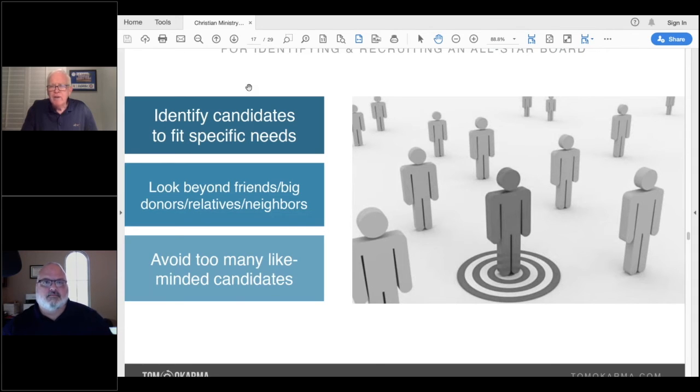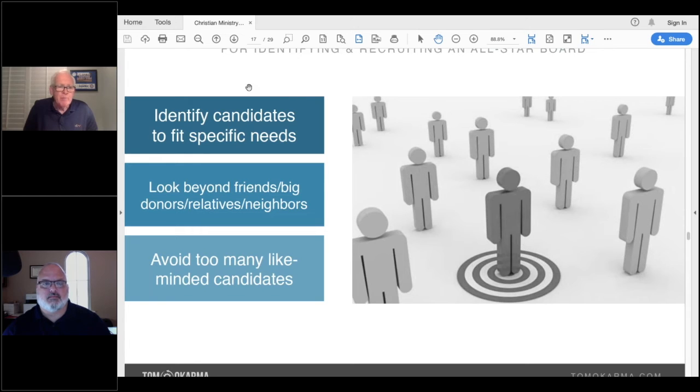No one knew how to raise money. No one knew how to do marketing. No one knew how to watch the financials. No one knew what to do. So you want to make sure you're identifying individual candidates who have specific skills to enhance your board, so your board can be used to leverage your ministry efforts.